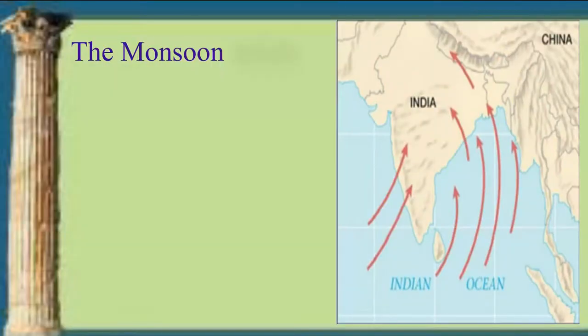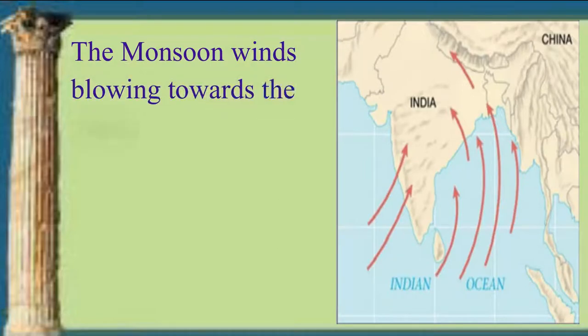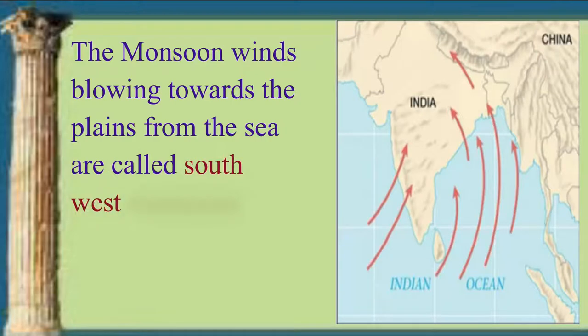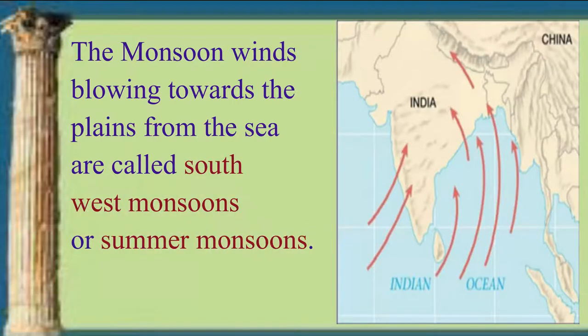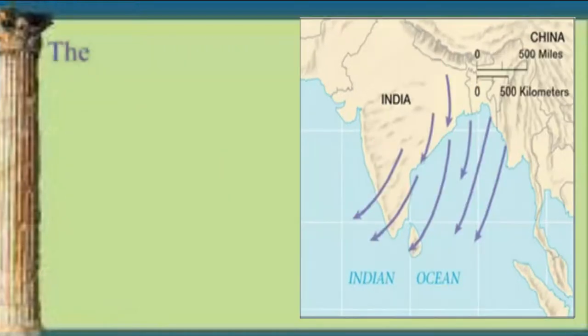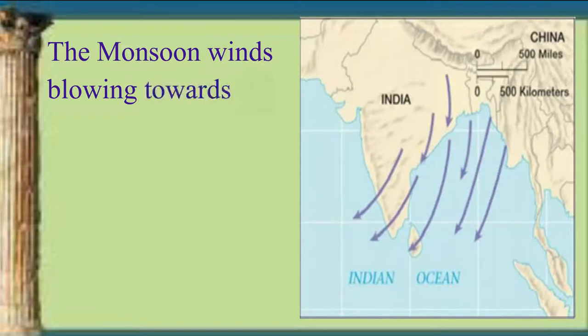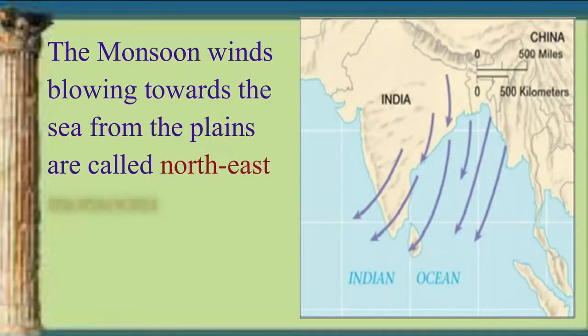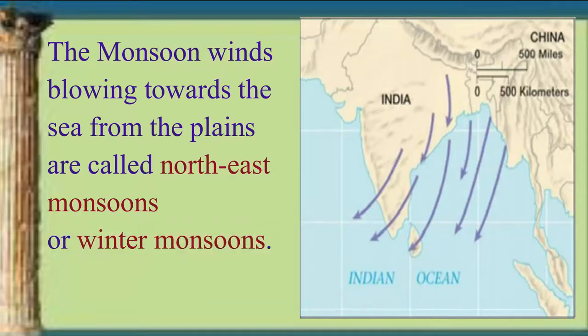The monsoon winds blowing towards the plains from the sea are called southwest monsoons or summer monsoons. They cause heavy rainfall. And the monsoon winds blowing towards the sea from the plains are called northeast monsoons or winter monsoons. They cause less rainfall.